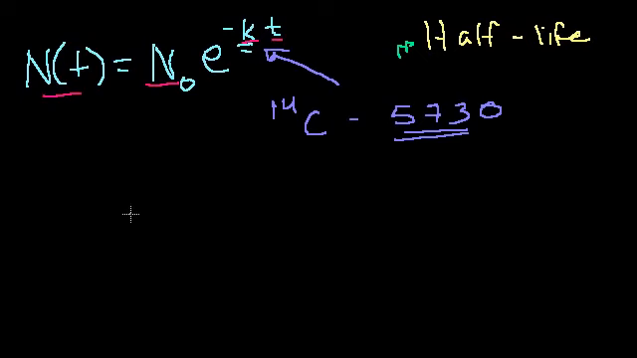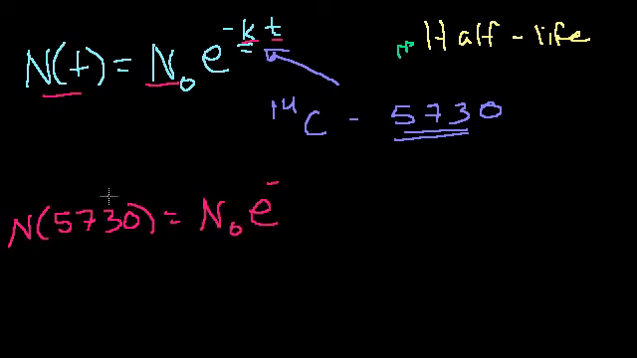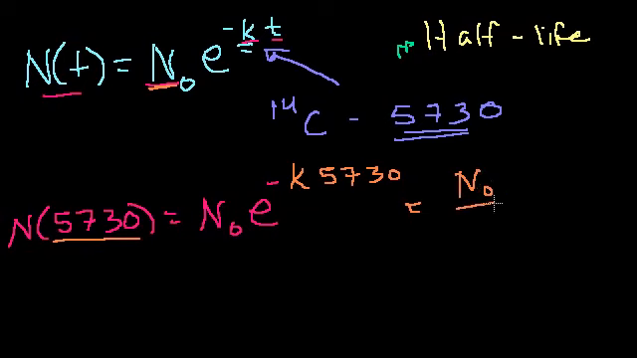So this tells us that after 1 half-life, so t is equal to 5,730, N of 5,730 is equal to the amount we start off with. So we're starting off with N sub 0 times e to the minus, wherever you see the t, you put the 5,730, so minus k times 5,730. That's how many years have gone by. And half-life tells us that after 5,730 years, we'll have half of our initial sample left.